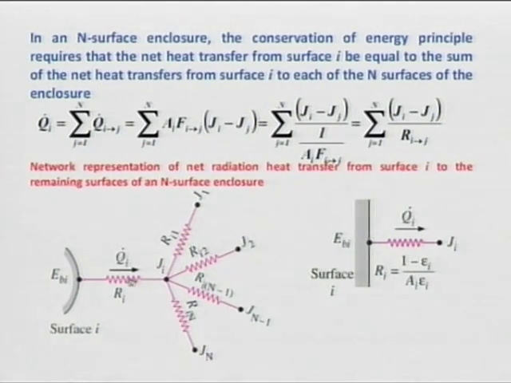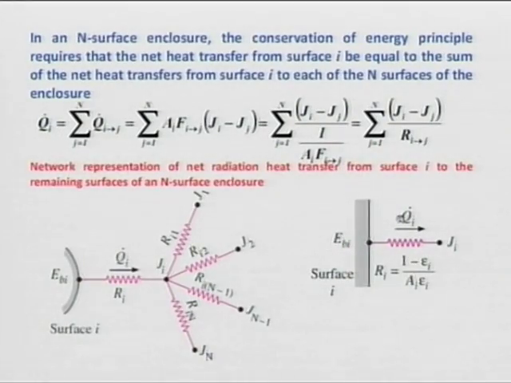This is nothing but 1 minus epsilon 1 divided by epsilon 1 A1, this quantity, that is Ri. If I have to draw this point, Ji will essentially be what is there beyond surface 1. This is interacting with 1, 2, n minus 1 to n, several such surfaces, and each of these J1, J2, Jn minus 1 and Jn will be linked by a resistance to the corresponding Eb1, Eb2, Ebn minus 1 and Ebn.